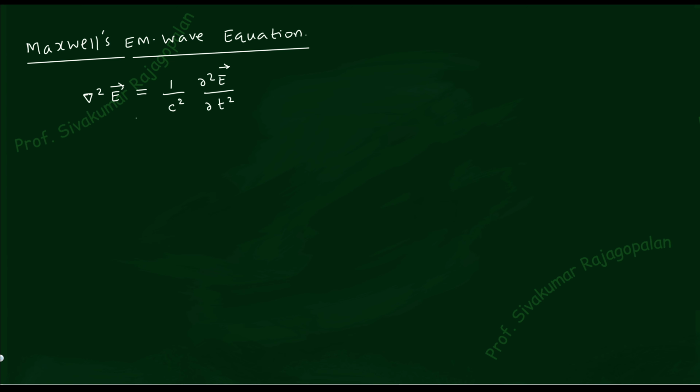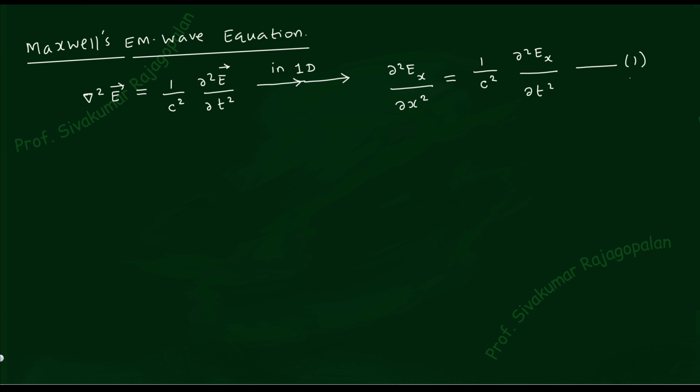The wave equation is quite simple. It is del square E equal to 1 over c square into dou square E by dou t square. So in one dimension, how will you write? You expand the del square, and I will write only for the x component: dou square Ex divided by dou x square equal to 1 over c square into dou square Ex divided by dou t square. So this is for one direction, only the x direction. Y direction, z direction, let us not repeat it. We can always repeat and verify.